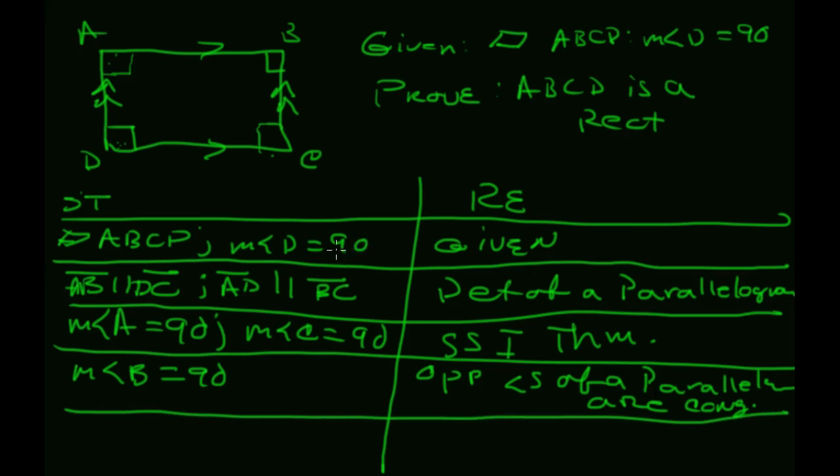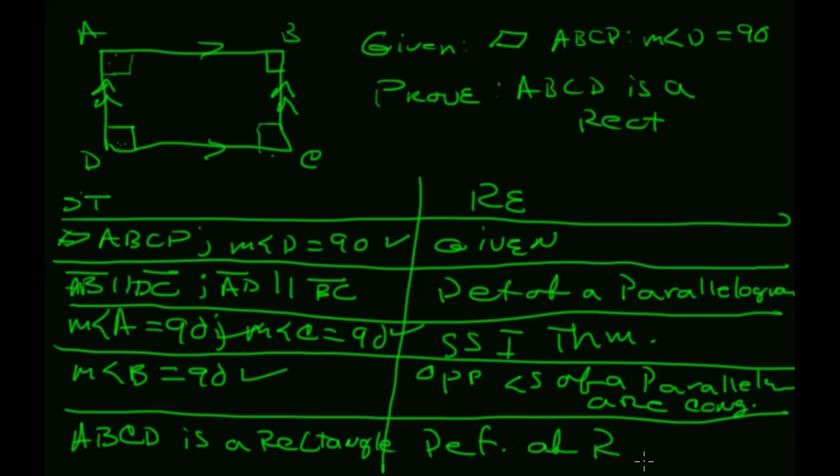So I have all four angles equaling 90, which is how we define ABCD is a rectangle. Why? Because that is the definition of a rectangle: a parallelogram that has four right angles. So there we've proven that. All right, let's go into number 2. Got 4 more to prove today.